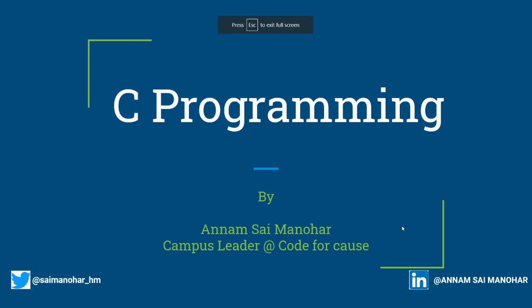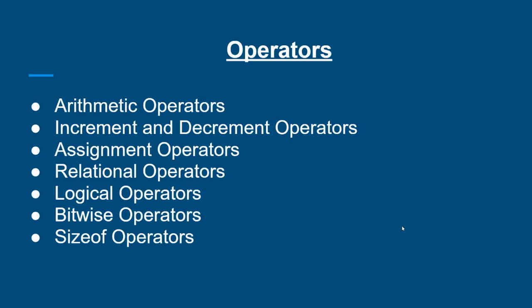Our today's agenda is operators. We're going to discuss the operators in C programming. We have different types of operators: arithmetic operators, increment and decrement operators, assignment operators, relational operators, logical operators, bitwise operators, and the sizeof operator. Let's try out each and every operator with an example.